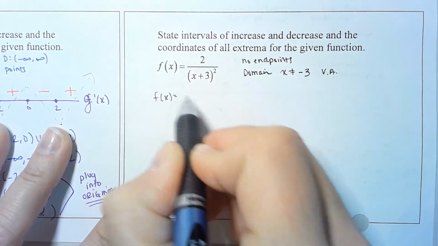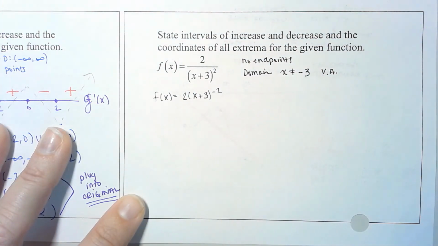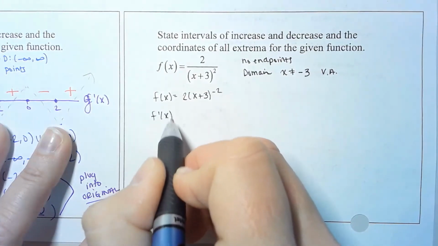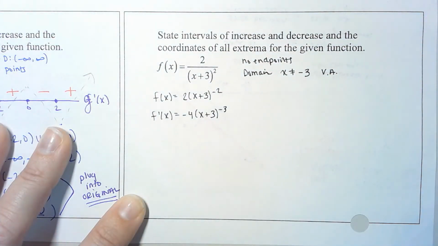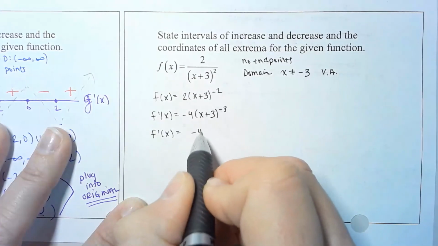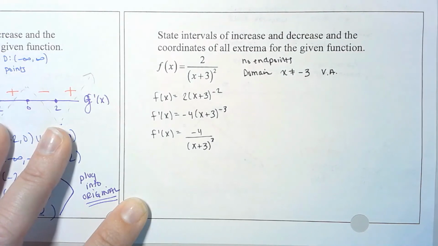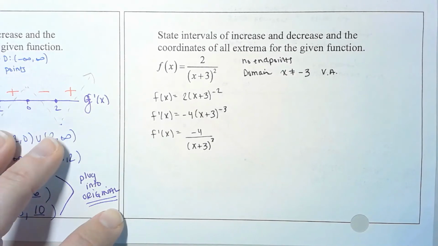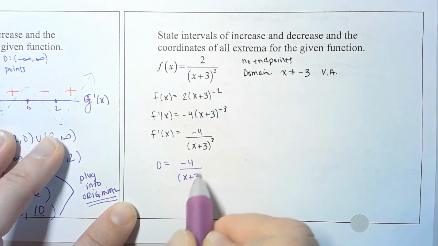Maybe the first thing we'll do is rewrite this with negative exponents. So now I can say f prime of x equals -4 times x plus 3 to the -3rd. Chain rule says multiply by 1. I'm not going to write that down. And I'm going to go ahead and put this back and call it -4 all over x plus 3 cubed. That's my first derivative. And I would like to ask two questions. When does this derivative equal 0? And where does this derivative not exist?